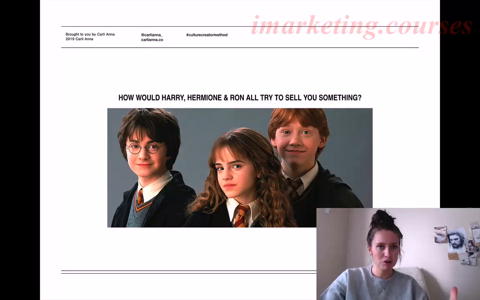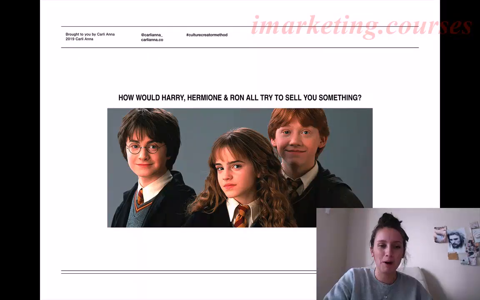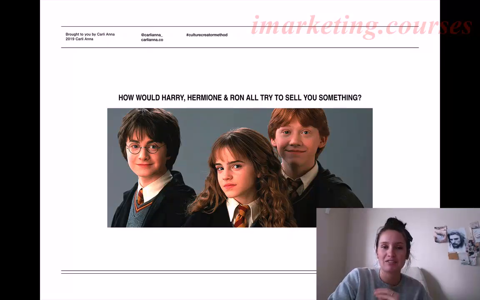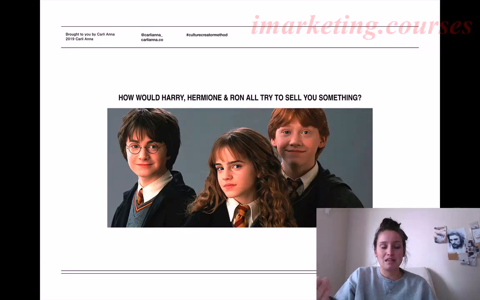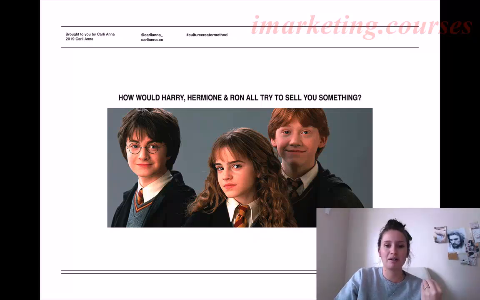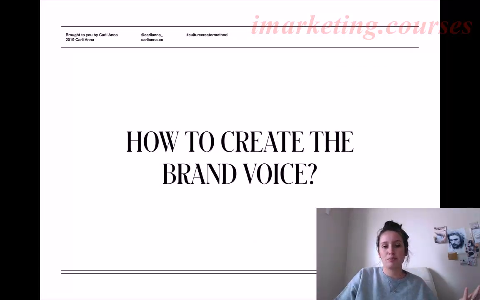So I'm sure you are familiar with these characters. I hope you are. This is Harry, Hermione, and Ron from Harry Potter, of course. All three best friends with very different personalities and voices. And so I want you to think about how they would all try and sell you something. They would probably go about it in a very different way. Harry would probably take some courageous and bold action. Hermione would try and use logic, and Ron would probably try to use wit, right? Even though they're all trying to sell you the same thing, they would all try to communicate it in a different way.